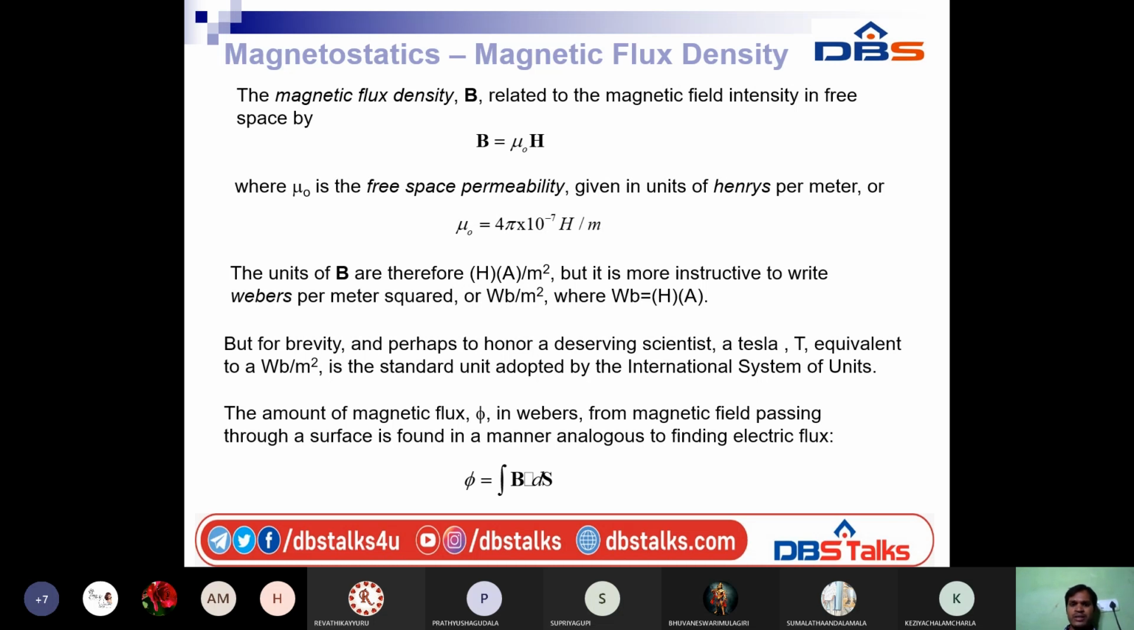Can you remember what the electric flux is? Psi equal to the integral of D dot ds, where D is the electric flux density. But here flux is indicated by phi equal to the integral of B dot ds, where B is the magnetic flux density.